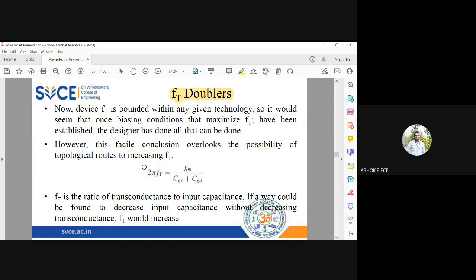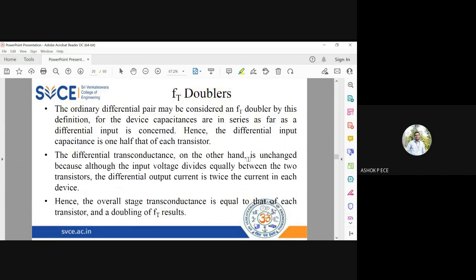2 pi FT equals GM by CGS plus CGD. So if by some chance you can decrease the capacitance, then FT will increase. Theoretically, we want all devices to have larger FT. So larger FT means it can help in high frequency operation of the device.